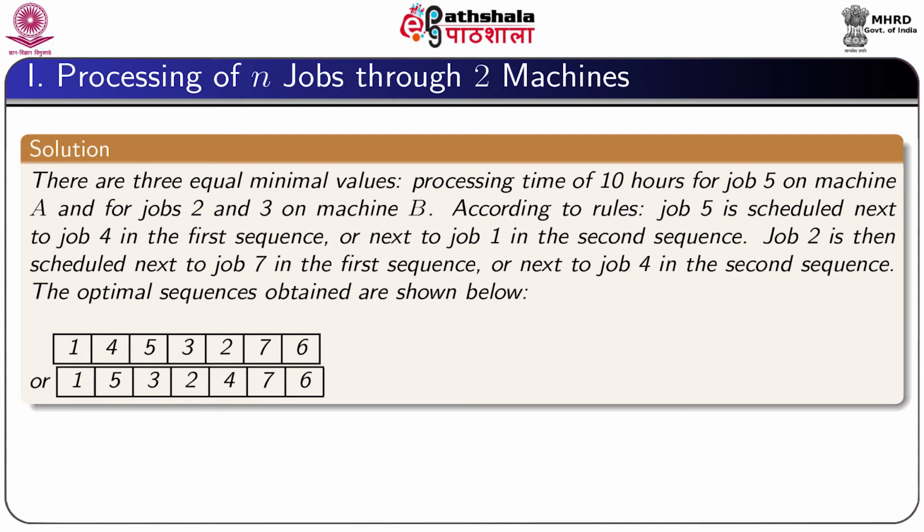According to the rules, job 5 is scheduled next to job 4 in the first sequence or next to job 1 in the second sequence. Job 2 is then scheduled next to job 7 in the first sequence or next to job 4 in the second sequence. Thus, we obtain the optimal sequences as 1, 4, 5, 3, 2, 7, 6 and 1, 5, 3, 2, 4, 7, 6.